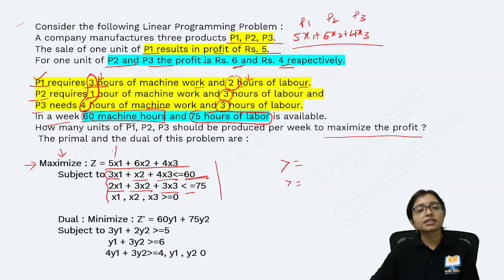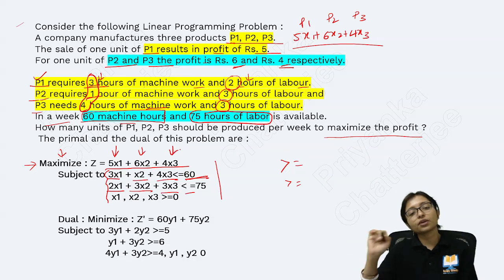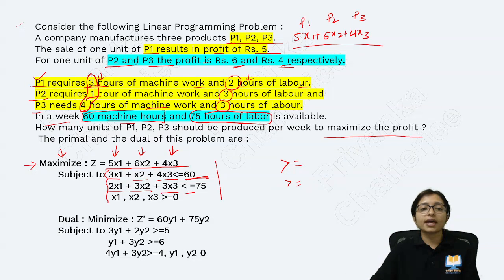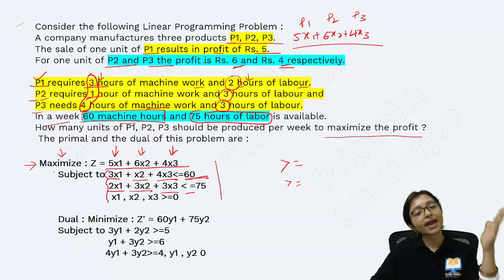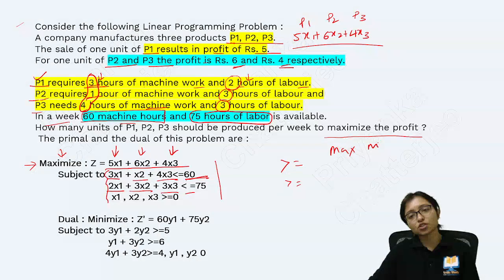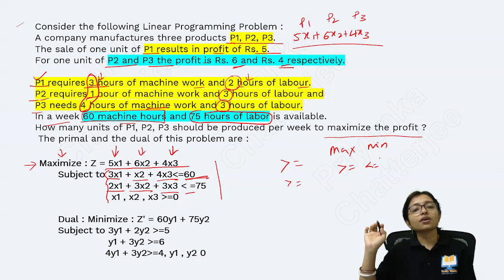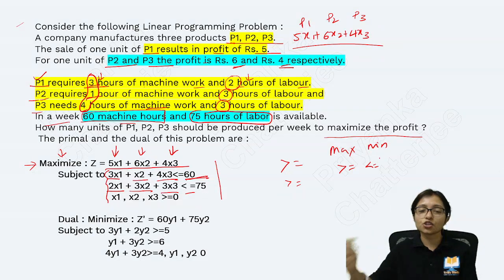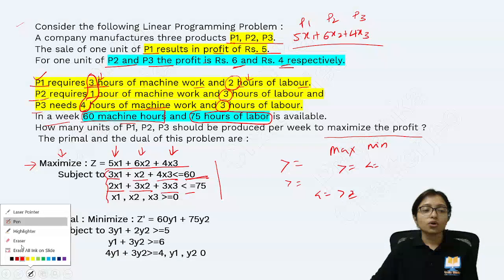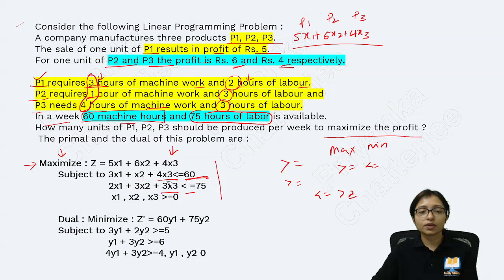For the dual, just check this way. Whenever I am checking in this way, first of all, dual means maximum will be changed to minimum. Whenever it is max, it will be changed to min. Greater than or equal to will be changed to less than or equal to. And less than or equal to will be changed to greater than or equal to, just the opposite. But for the dual you have to go column wise.